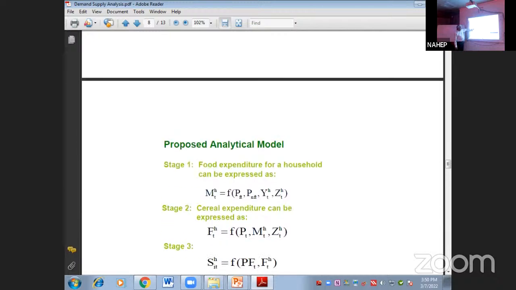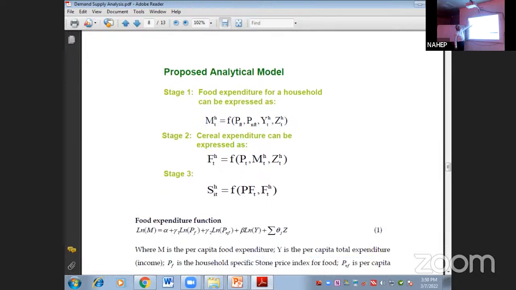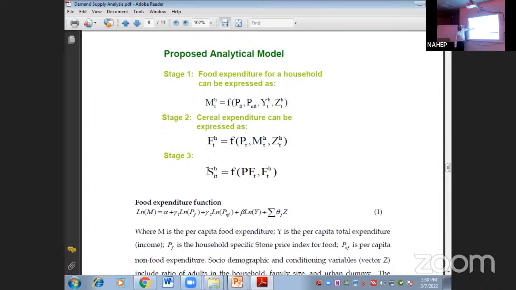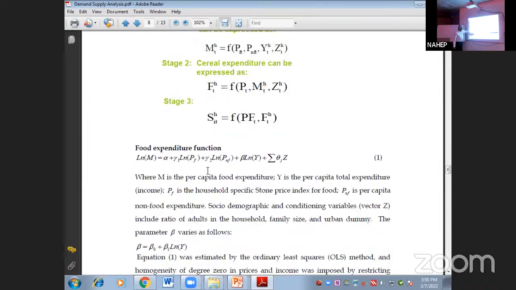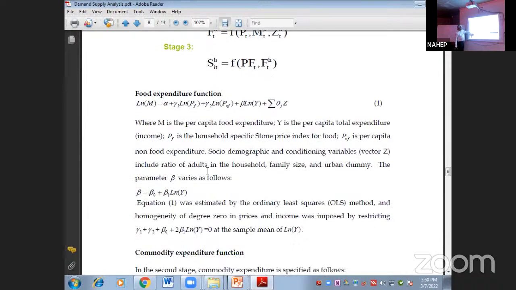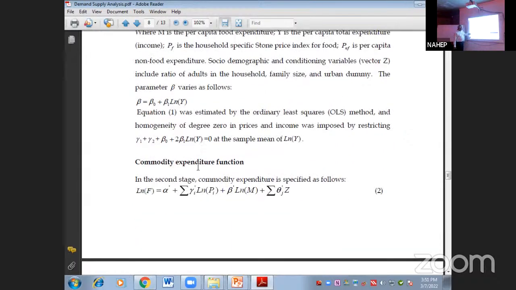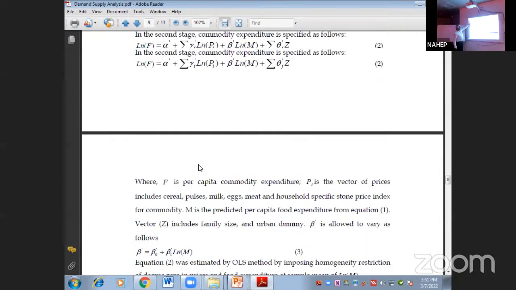Now, this is the analytical model, the expenditure model: first stage, second stage, third stage. Then you are estimating the food expenditure. In the slides, you may find some mistakes. So therefore, you read it. Sometimes beta and gamma are typed wrong in the slides. You read from it.